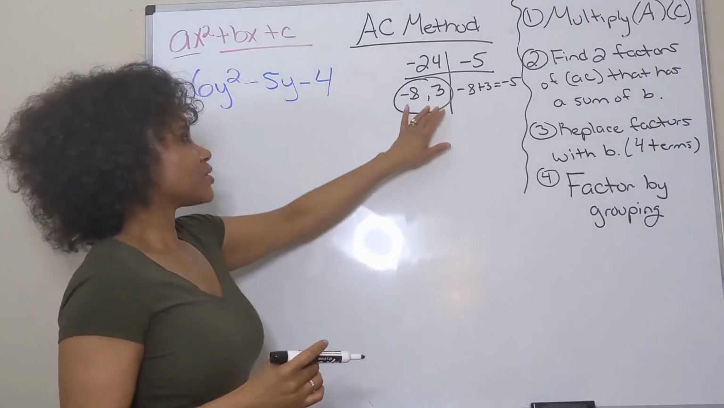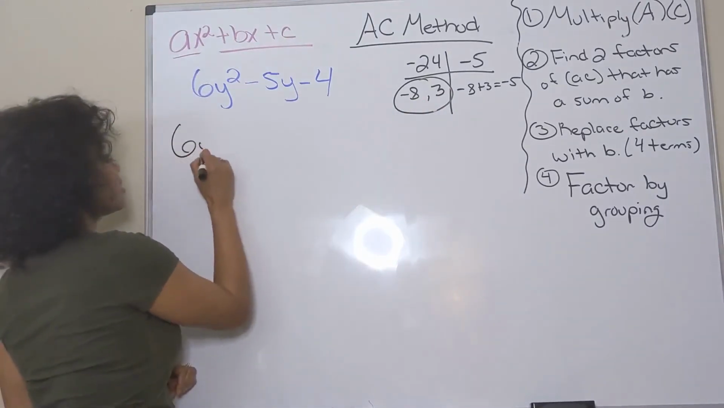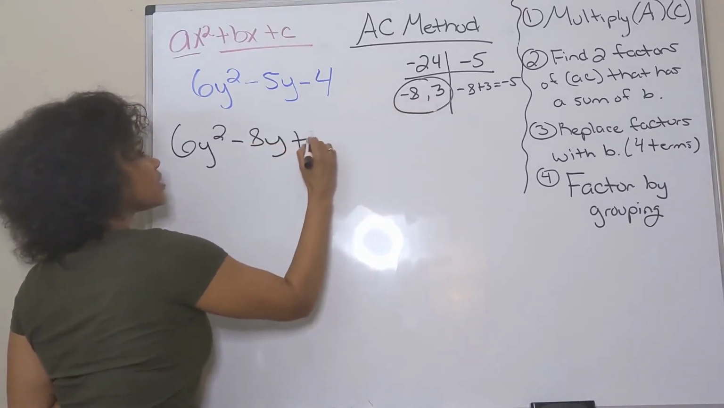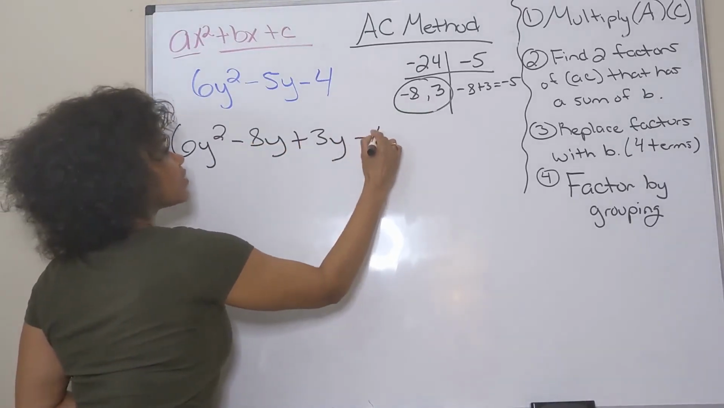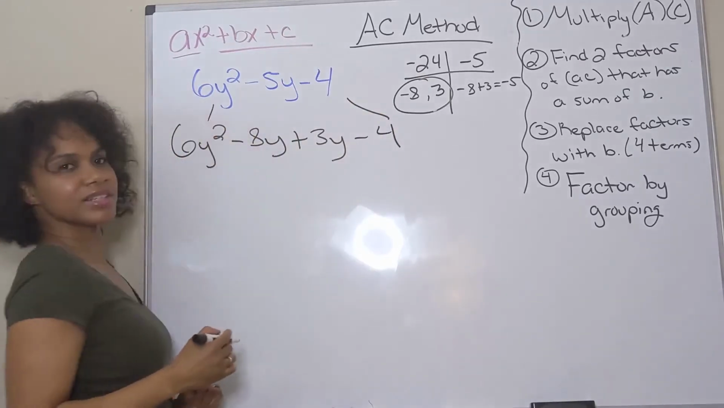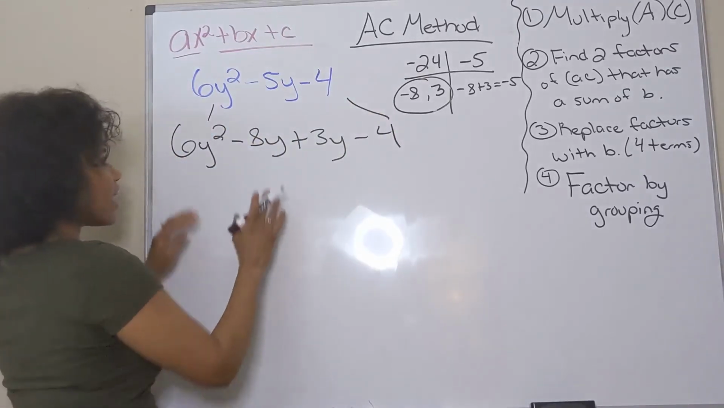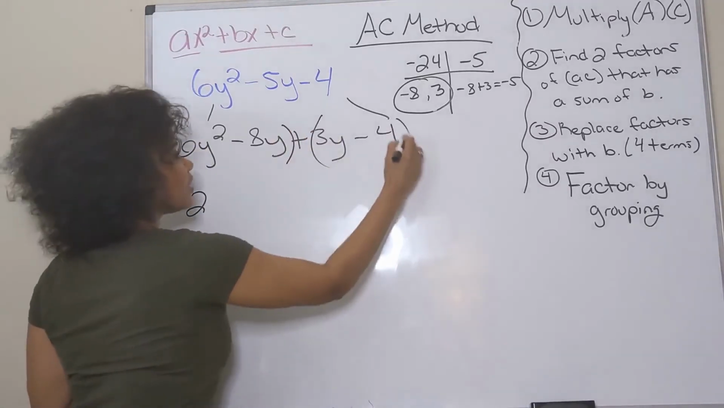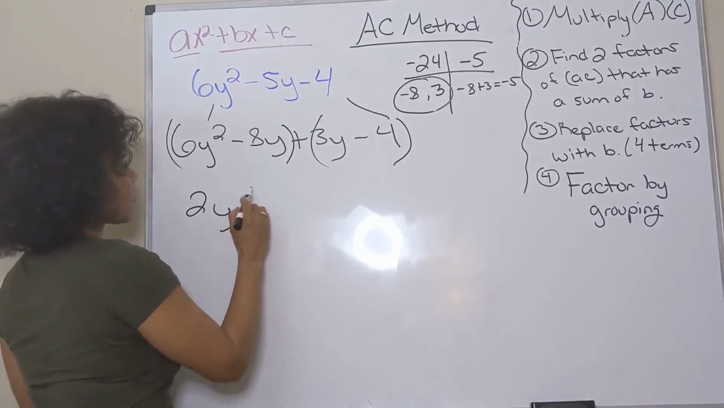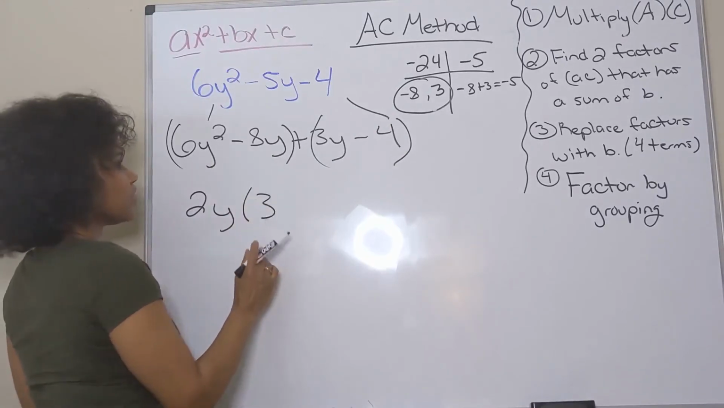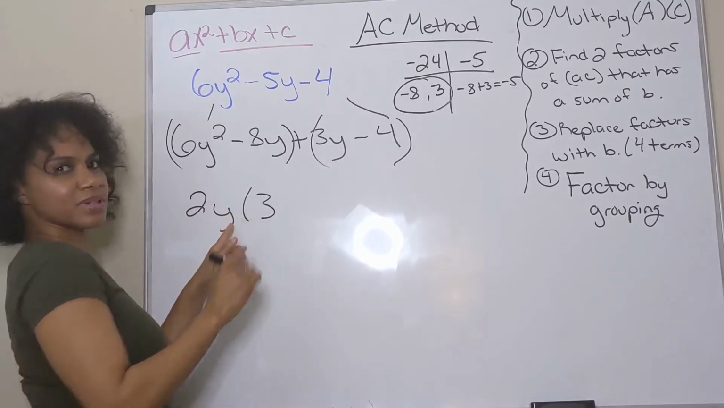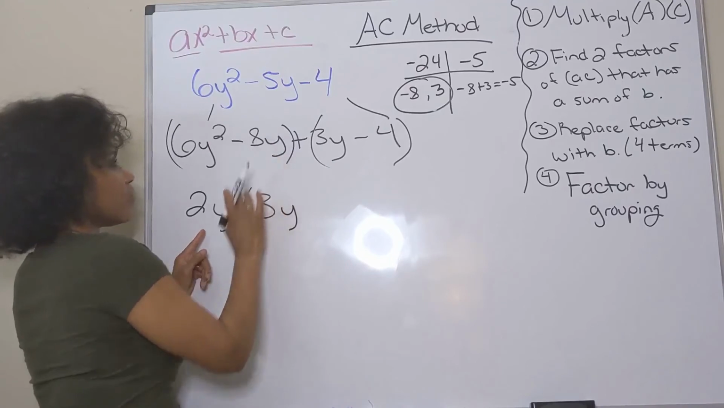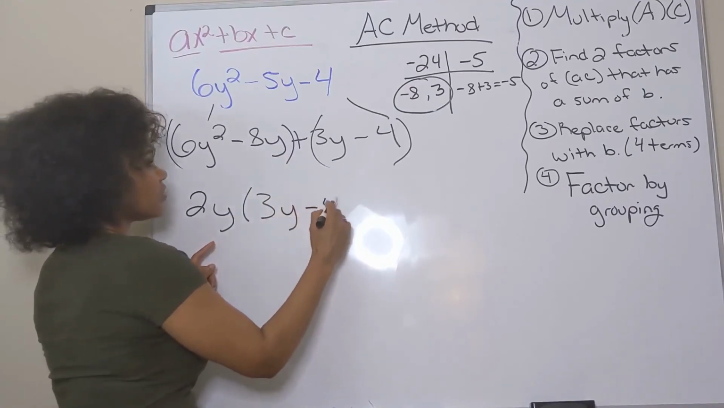All right. Now I'm just going to replace these. 6y squared minus 8y plus 3y minus 4. Bringing down my first and last terms. All right. Let me group. I can factor out a 2y. 6 divided by 2 is 3. I take away one of the y's because y squared divided by y is just y. Negative 8y divided by 2y is just negative 4.